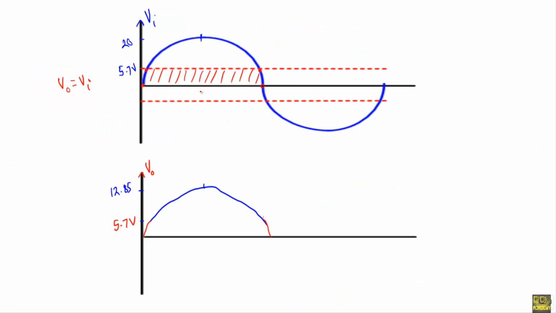So let's say this is our -5.7 volt. I am talking about this region. From this point to this point, our input is changing like this, so our output will follow the input.